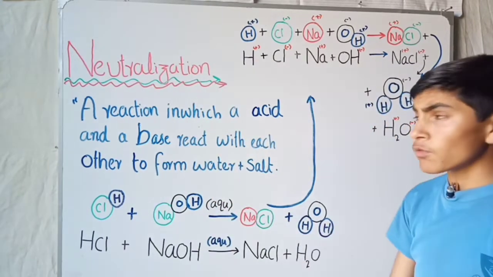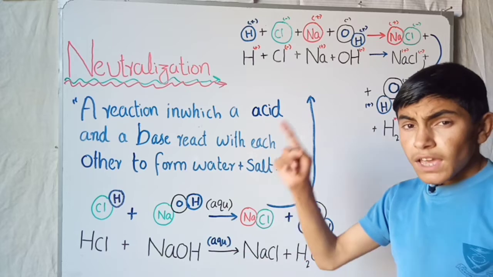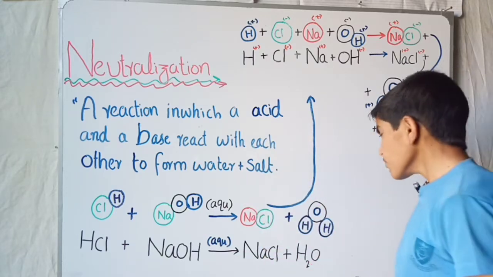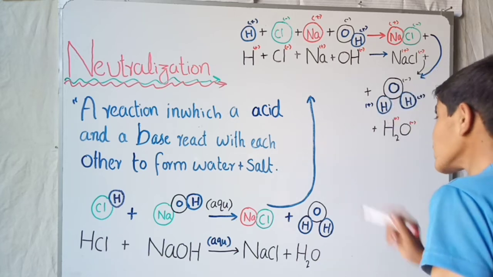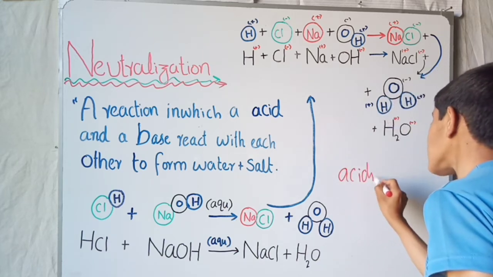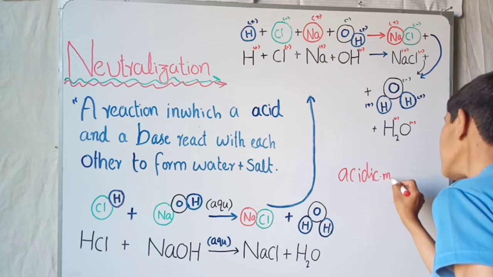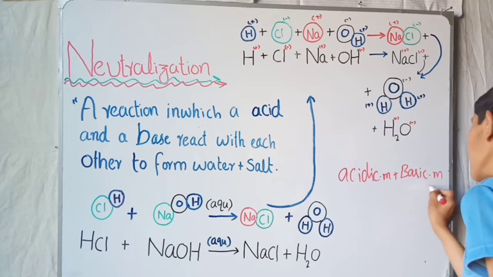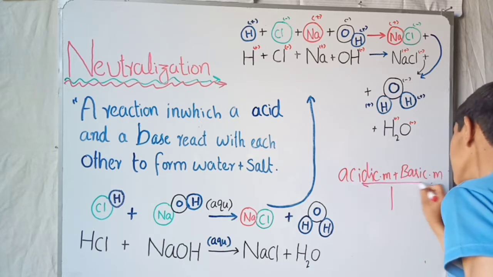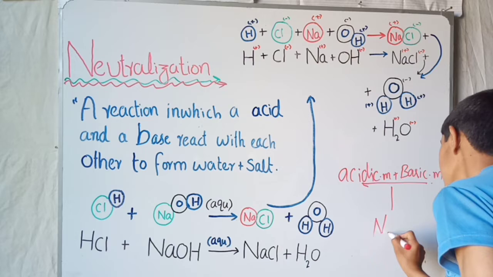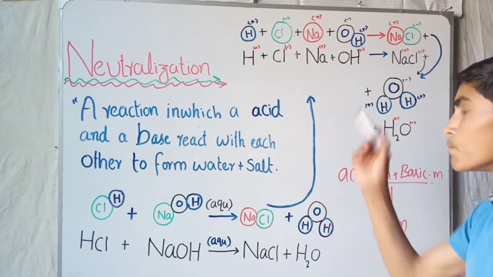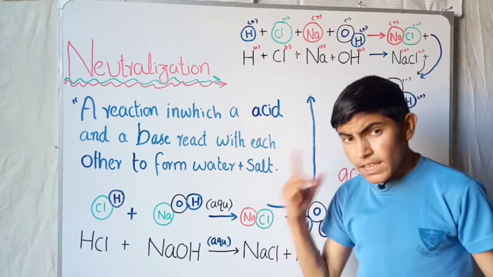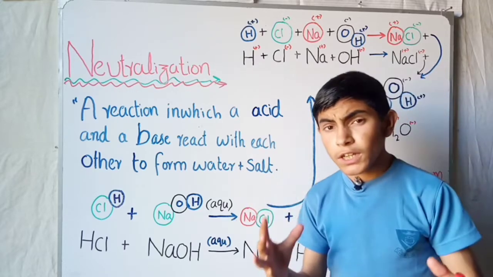Okay, this is a reaction in which an acidic substance and a basic substance mix together and form a neutral substance. So we can say that a neutralization reaction is acidic material plus basic material, and it gives us what? Neutral material. Okay, neutral material.